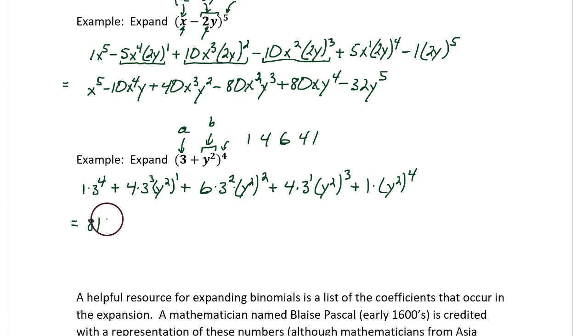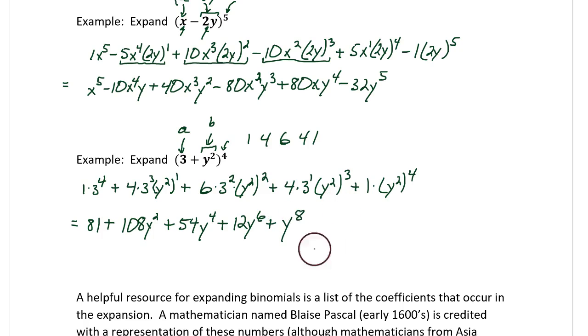3 to the 4th is 81, plus 4 times 3 to the 3rd, so that's 4 times 27, which is 108, y squared, plus, now we have 3 squared, which is 9, so 6 times 9 is 54, y to the 4th, plus, now we have 4 times 3 is 12, y to the 6th, plus, and then finally we have y to the 8th. So this polynomial with 5 terms is the expansion of this binomial raised to the 4th power.